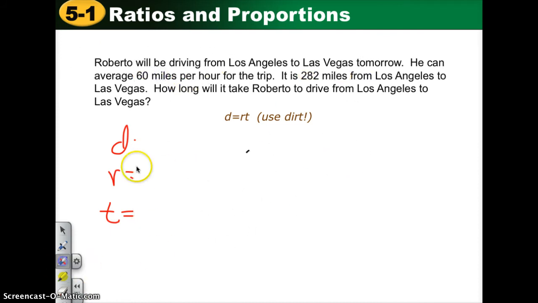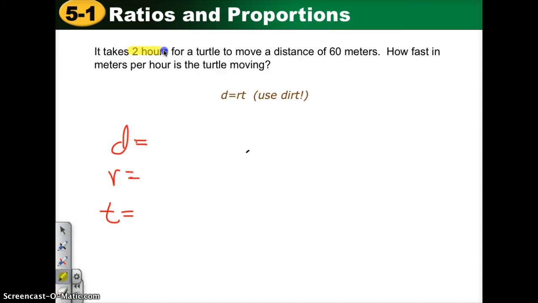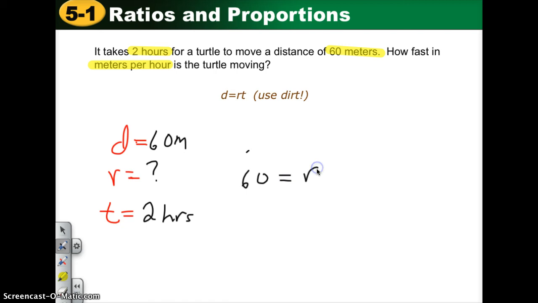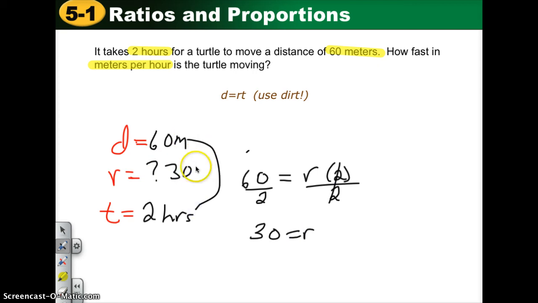Okay, let's check one more. It takes 2 hours for a turtle to move a distance of 60 meters. How fast in meters per hour is the turtle moving? So the time is 2 hours. The distance is 60 meters. Now we are looking for the rate. So distance equals 60. Rate is R times 2. Again, our skills from the algebra we've done: divide by 2. 30 equals R. So that means our rate would be 30, and we take our 2 units that we have here, meters per hour.